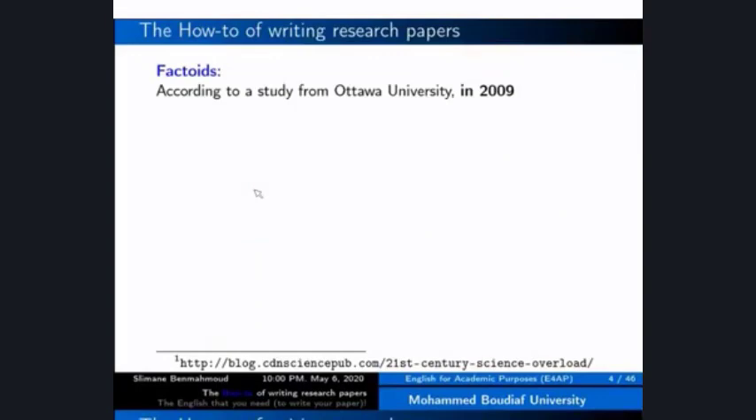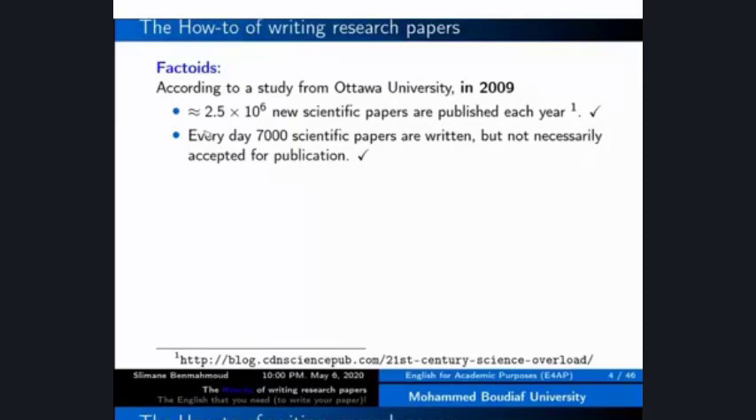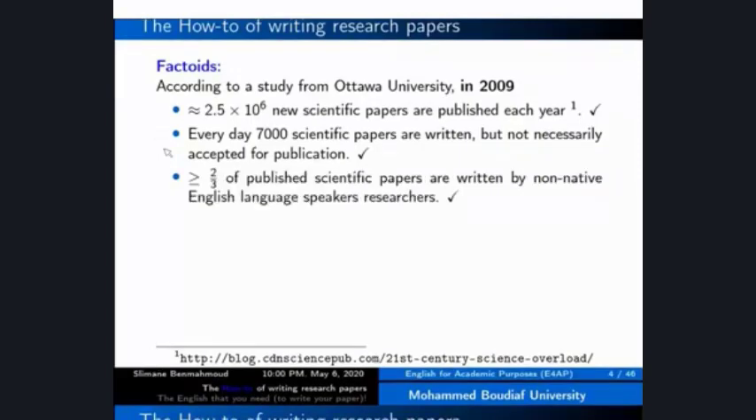Let's start with some facts. According to a study from Ottawa University in 2009, approximately 2.5 million new scientific papers are published each year. Every day, 7,000 scientific papers are written but not necessarily accepted for publication. More than two-thirds of published scientific papers are written by persons whose native language is not English.